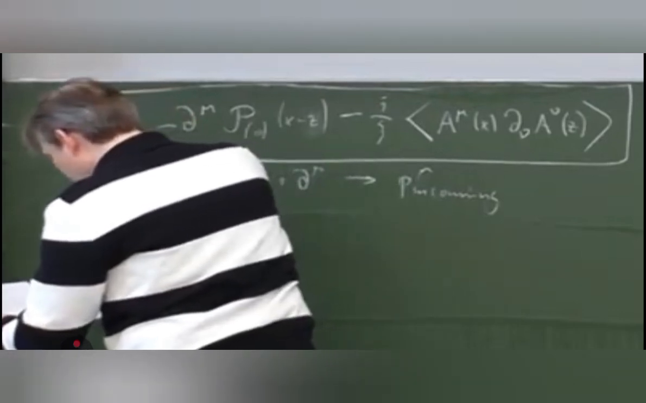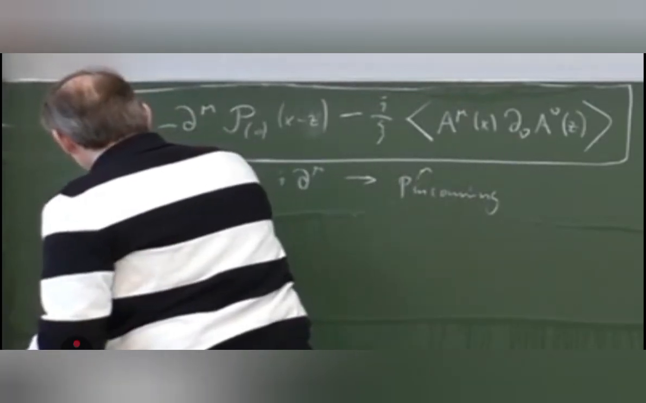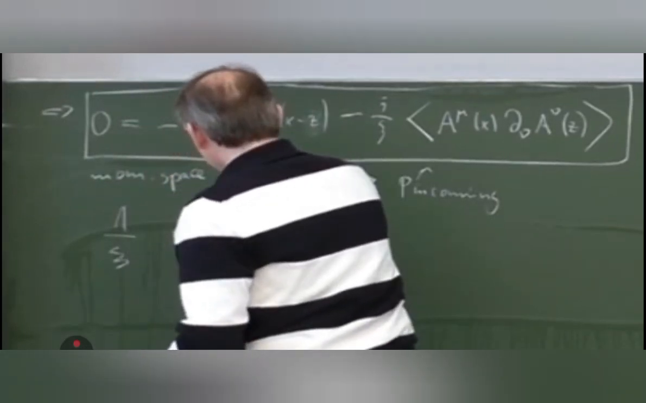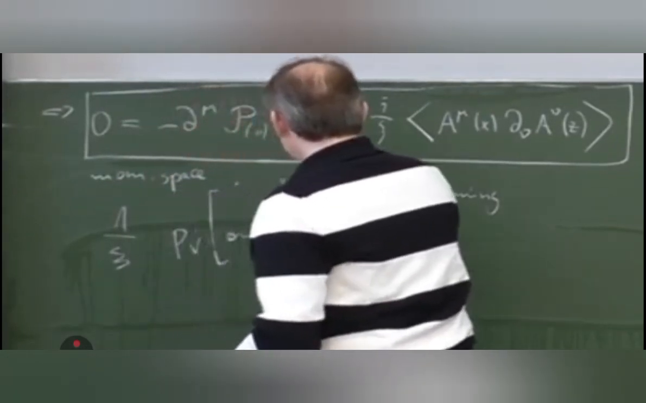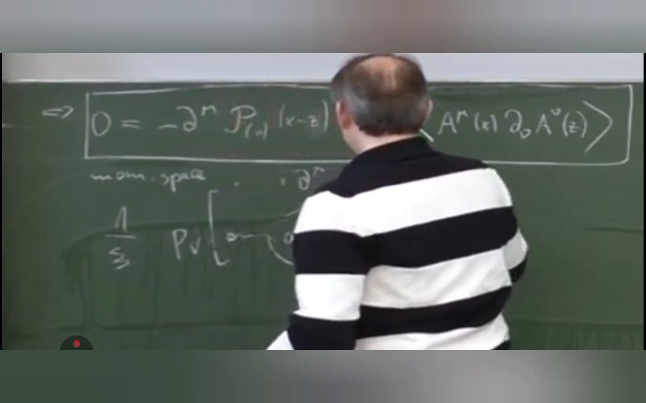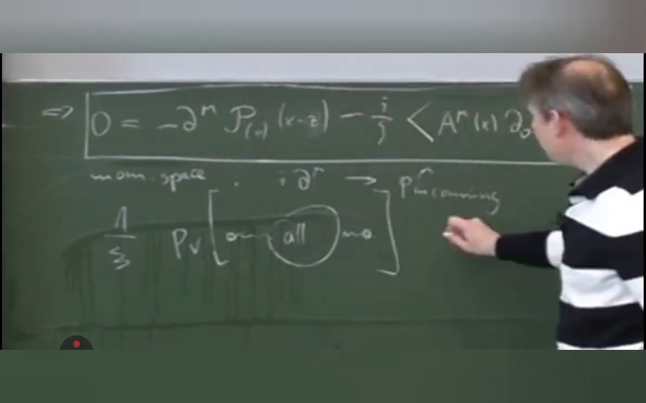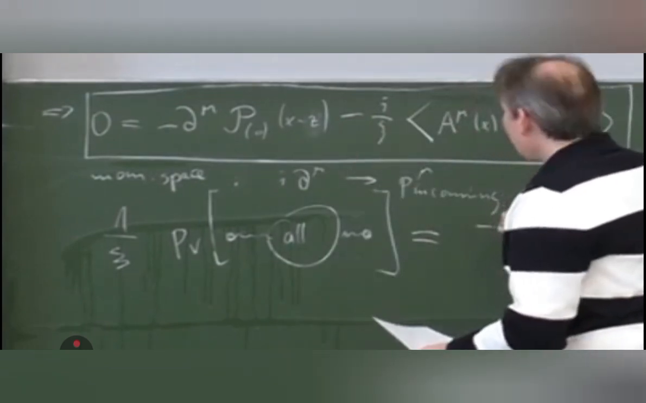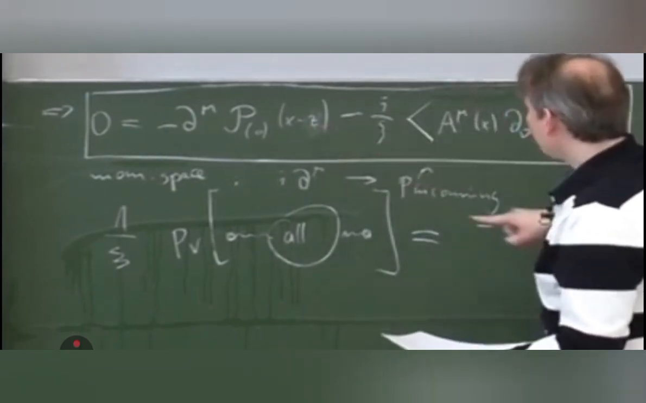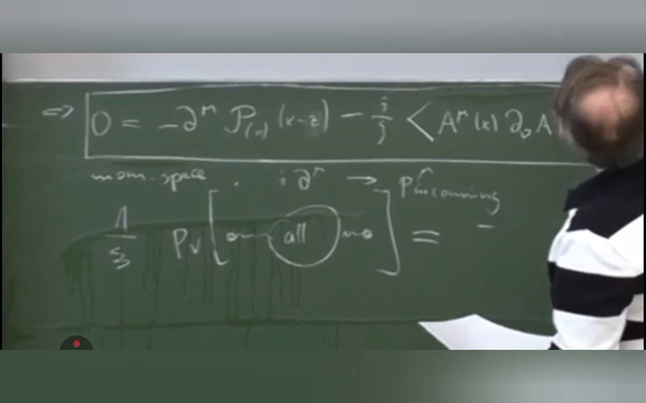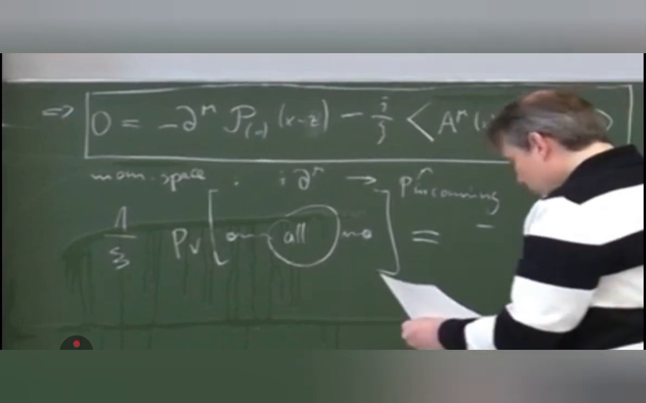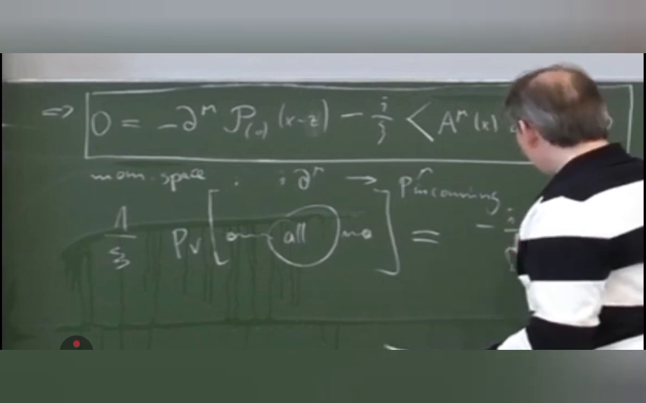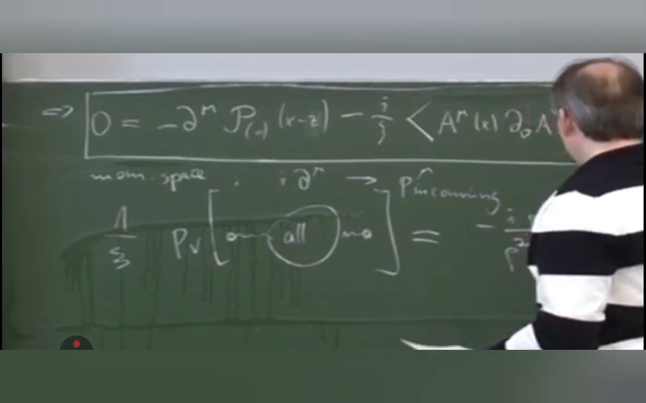Okay, so let's write it down. 1 over xi from here times p nu times the full photon 2-point function is equal to this thing here. In momentum space this becomes p tilde, which is the scalar field propagator, which is then p i p mu divided by p square plus i epsilon.